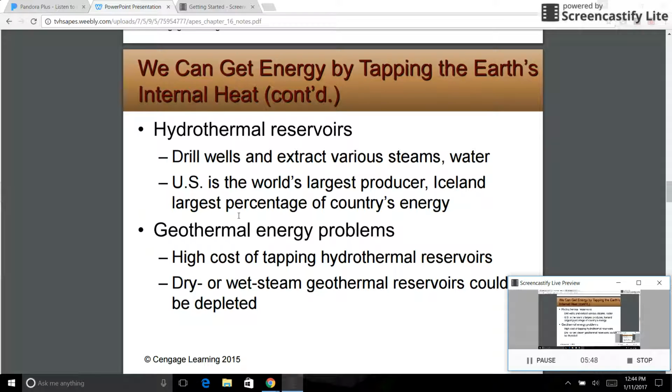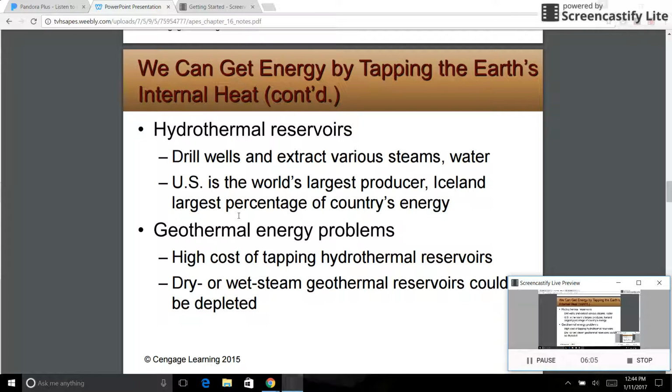to build these geothermal systems. That's one of the big downsides of geothermal energy. But once it's in place, it's like any of the other renewable energy sources, it's pretty efficient. The other thing, dry or wet steam geothermal reservoirs could be depleted.